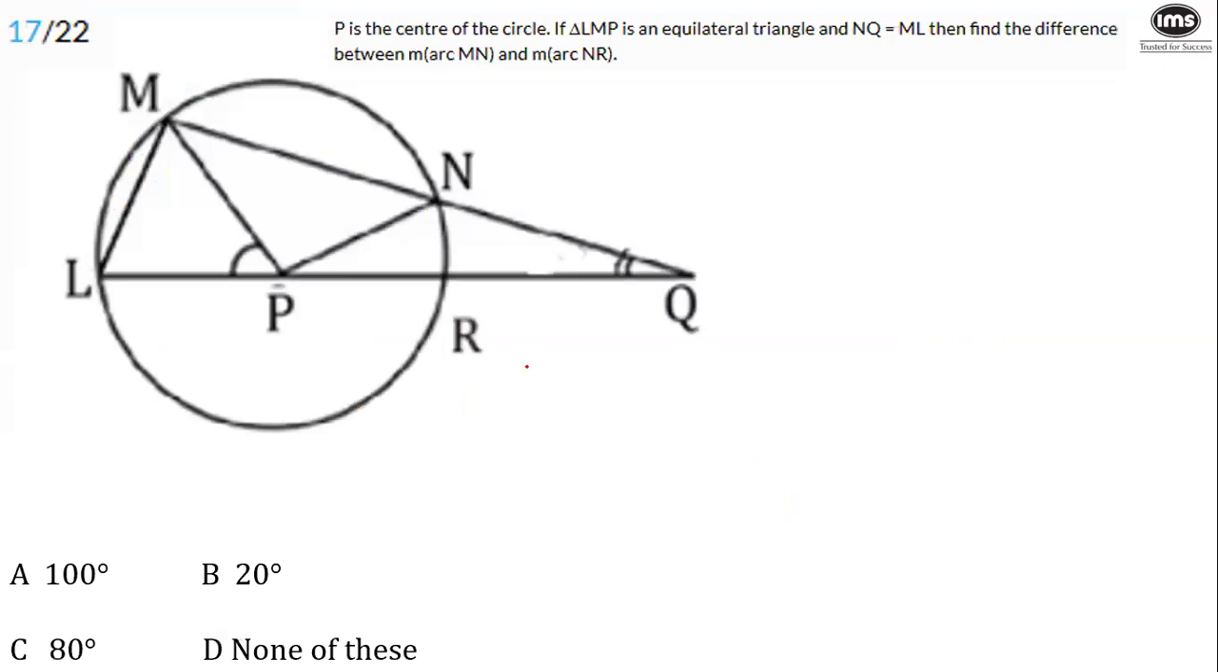A little bit of a classroom type question. NQ is equal to LM. This is what is given to us.